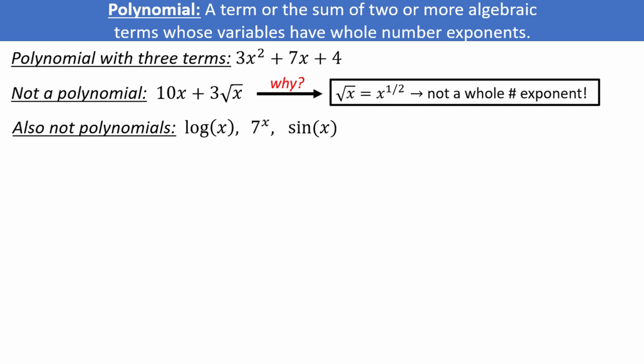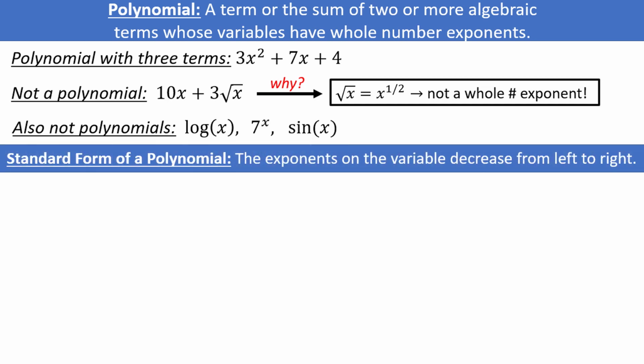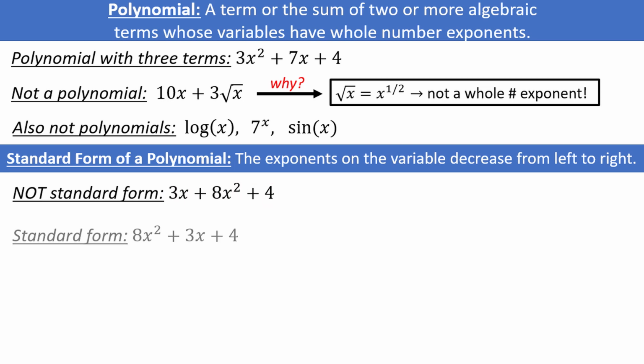Polynomials are typically written in what is called standard form, which means the exponents on the variable decrease from left to right. For example, 3x plus 8x squared plus 4 is not written in standard form. The exponent on 3x is 1, the exponent on 8x squared is 2, and the exponent on 4 is 0. The expression can be reordered as 8x squared plus 3x plus 4, which is in standard form.